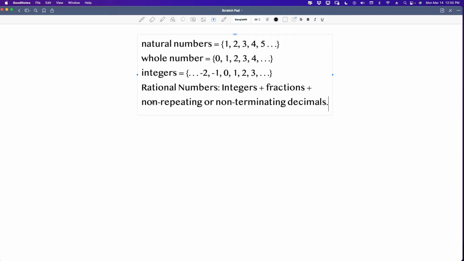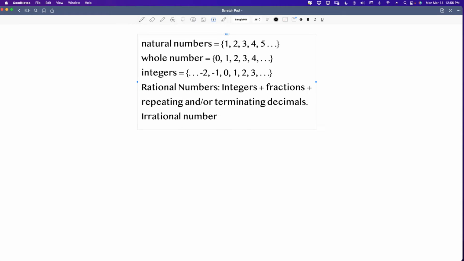So actually the non wouldn't be included. So repeating and/or terminating decimals, because some might repeat and terminate, some might just repeat, some might just terminate, but what is not included, there's another type of number, and that's called irrational numbers.